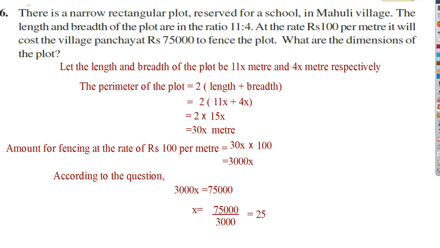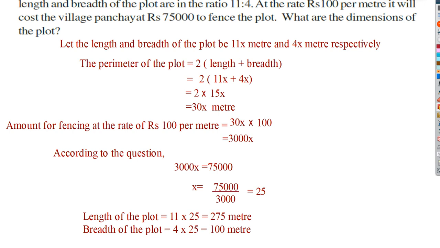Now look, what is the length? It is 11x and the breadth is 4x. So we can write length of the plot is equal to 11 into 25, that is 275 meter, and the breadth of the plot is equal to 4 into 25, that is 100 meter.